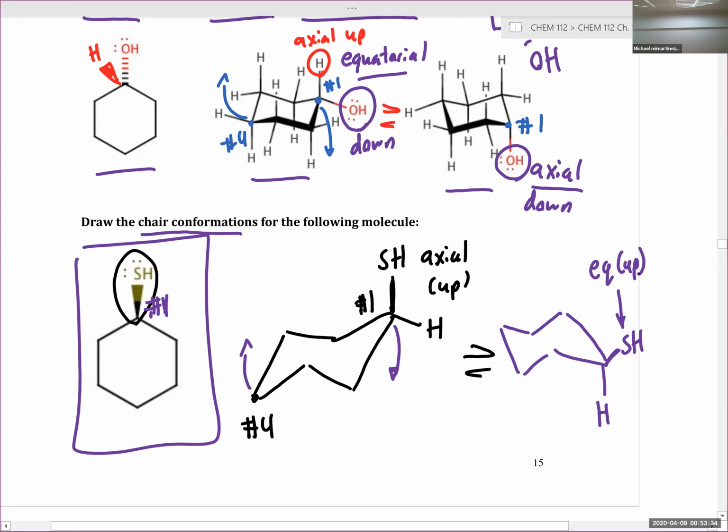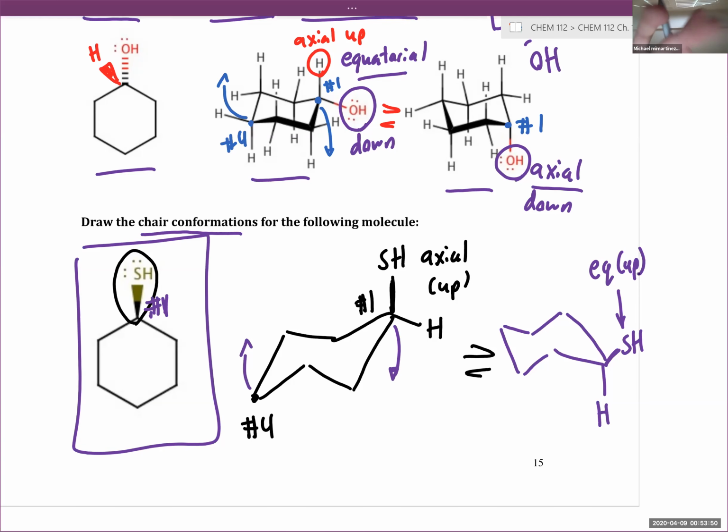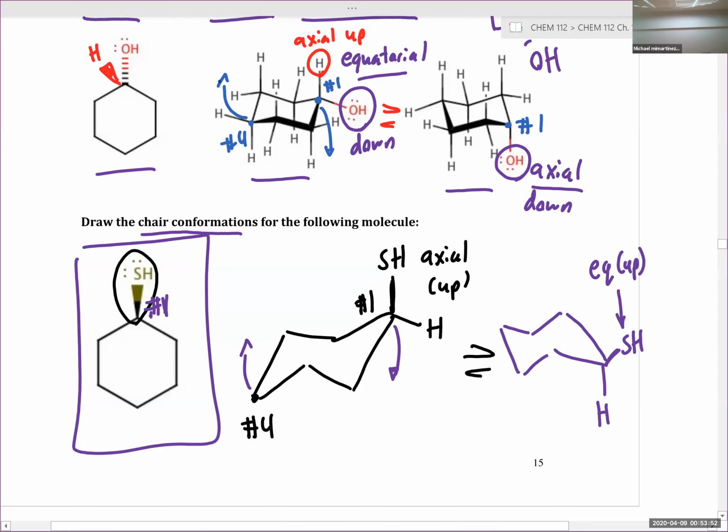One trick that I want you all to employ is to put your substituents at carbon 1. It just makes things a lot easier by default. You can rotate your molecule around and it makes it a little bit less cumbersome to draw chair conformations. The other thing that I want you all to do is to draw your hydrogens.